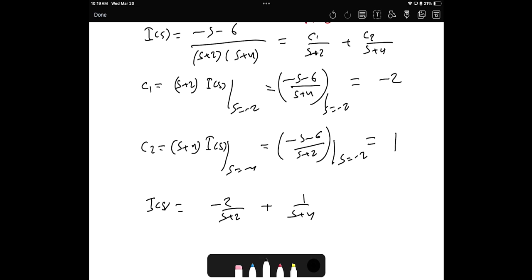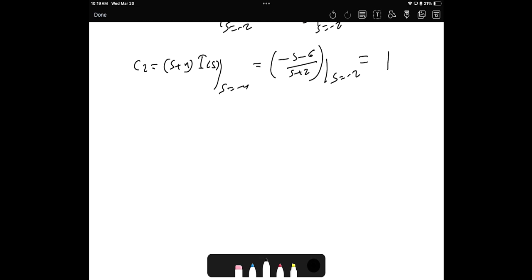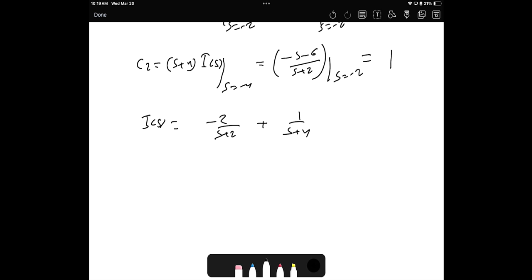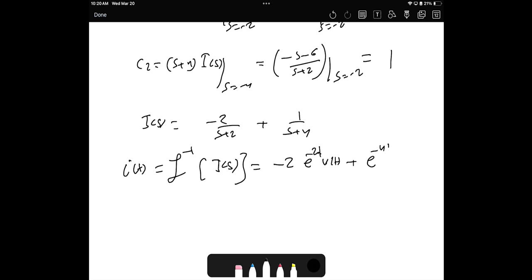I'm not done yet. We need to convert this to the time domain. So let's do the Laplace inverse. I of t equals the Laplace inverse of I of s. Then it's going to be negative 2 times 1 over s plus 2, which equals negative 2 e to the negative 2t u of t, using the tables. We've done this a lot, so you should memorize this. Then 1 over s plus 4 equals e to the negative 4t u of t. And don't forget to write the unit, which is amperes. Then that's it. Problem done.